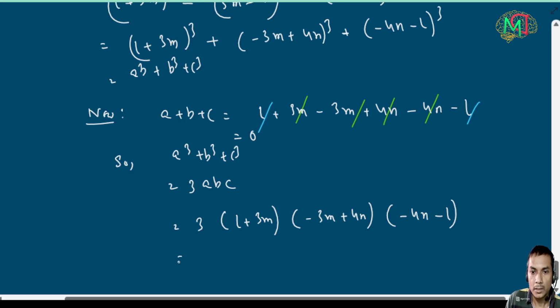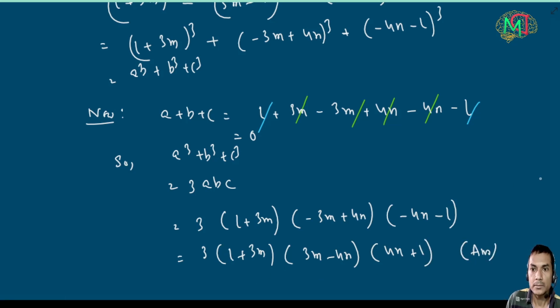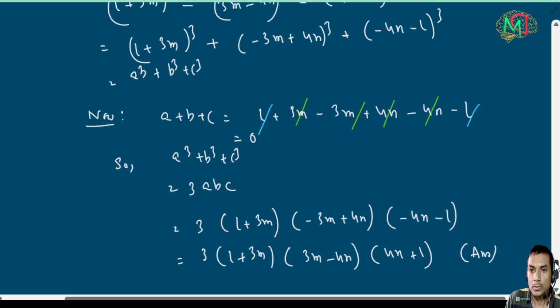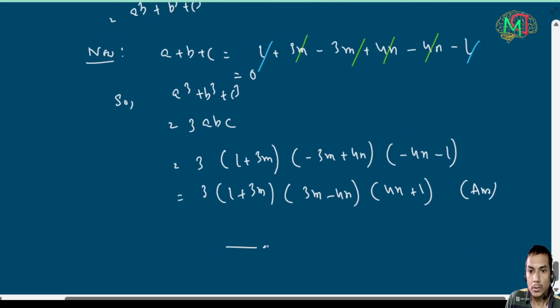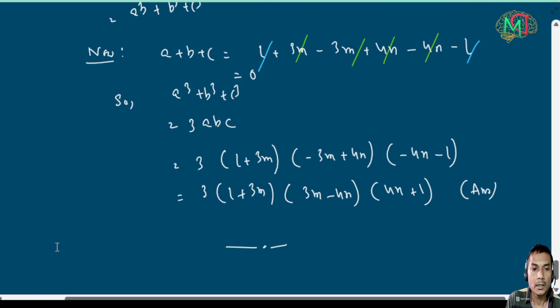Now if we take L plus 3m common, and here we take the common minus, and here the minus, then both minuses cancel out, and you get 3 into L plus 3m into 3m minus 4n into 4n plus L. This is the right answer. Clear? So that's it. Actually, this is the end of the factorization of polynomials.